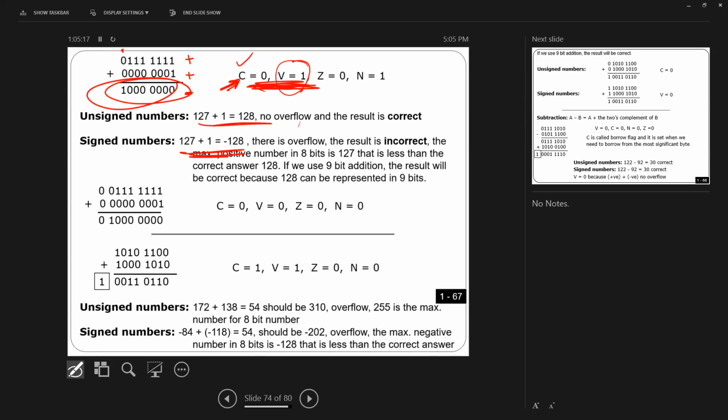Because 127 plus 1, I was supposed to get 128. However, my limit is positive 127. That's my limit, so I exceeded the limit. Okay. Any questions? Okay. Let's do the last example quickly.